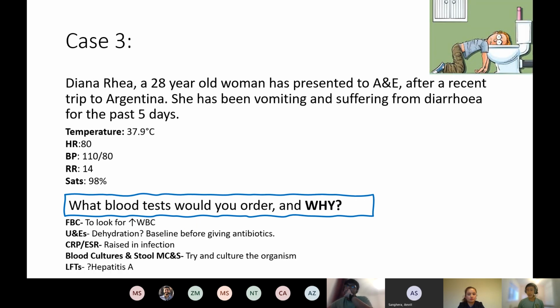On to our last case, powering on through. We've got Diana Ria, a 28-year-old woman who presented to A&E after a recent trip to Argentina. She's been vomiting and suffering from diarrhea for the past 5 days. There are obs. What blood tests would you order and why? Get used to asking yourself why, because it's really, really important to know what you're looking for when you're ordering a blood test. Otherwise, it's just a waste of money.